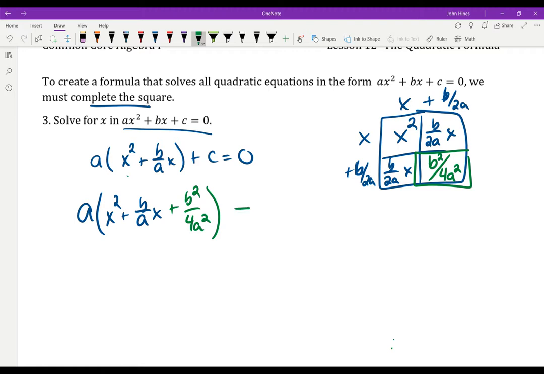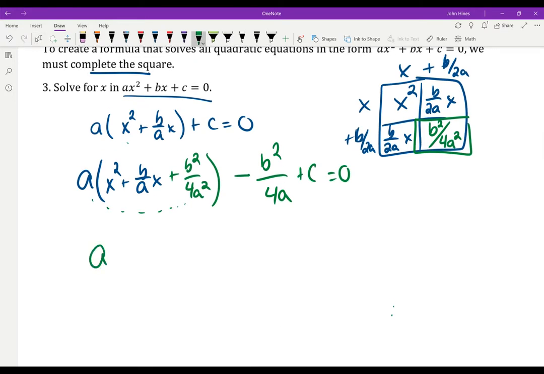But now I need to counteract that. Remember, when we complete the square, you need to counteract. So that's what I added, but remember there's that little distribution step. So you really need to subtract away b squared over 4a. Trust me, that's how that works out. Plus c equals 0.